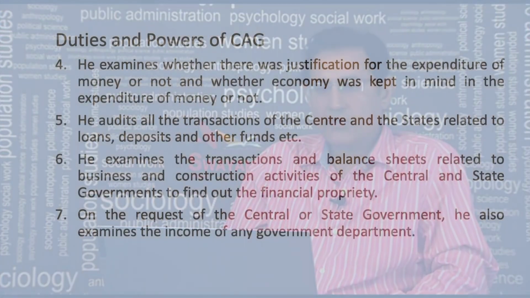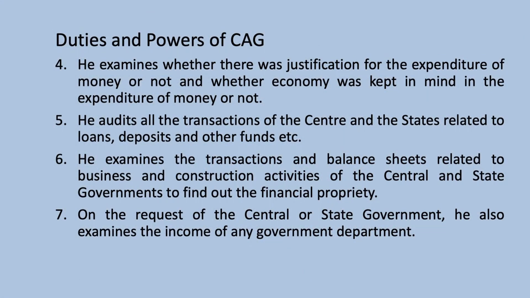Fifth, he audits all the transactions of the center and the state related to loans, deposits and other funds, etc. Sixth, he examines the transactions and balance sheets related to business and construction activities of the central and state governments to find out the financial propriety. Seventh, on the request of the central or state governments, he also examines the income of any government department.